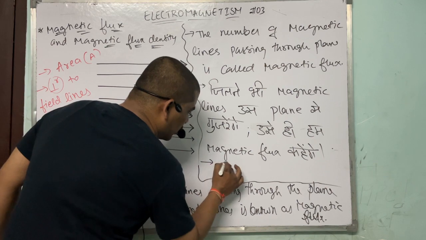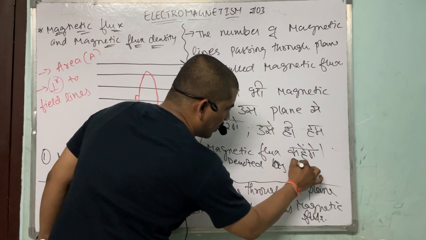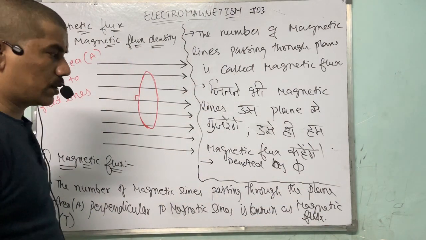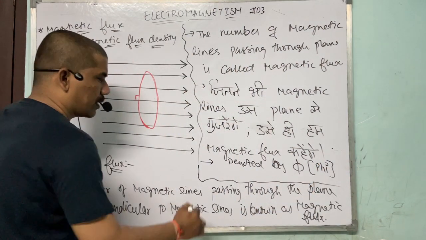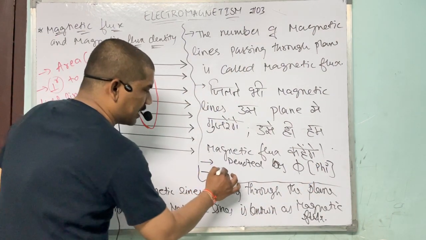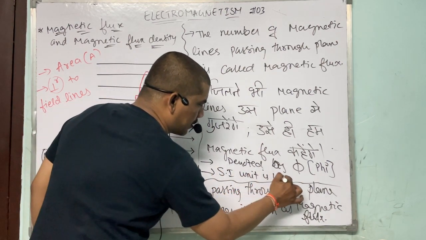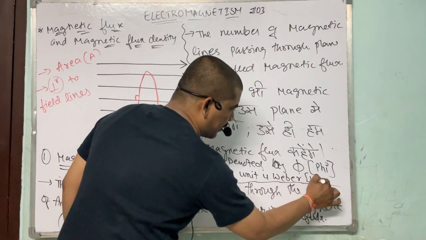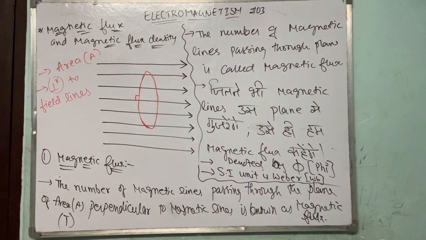Magnetic flux is denoted by phi, like this. Okay, the symbol is called phi, and the SI unit of magnetic flux is Weber. What is the SI unit of magnetic flux? Weber. In shortcut we write Wb. Okay everyone? Denoted by phi, SI unit is Weber. Hope this is clear to all of you.